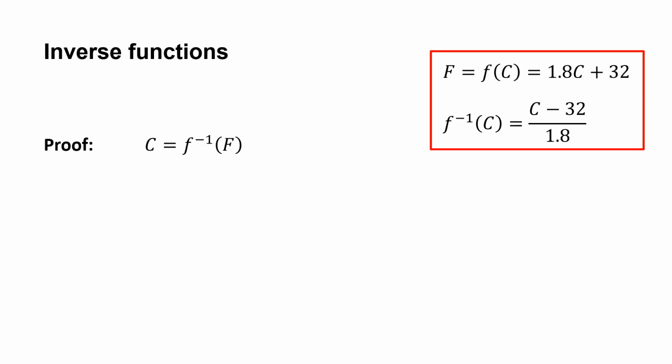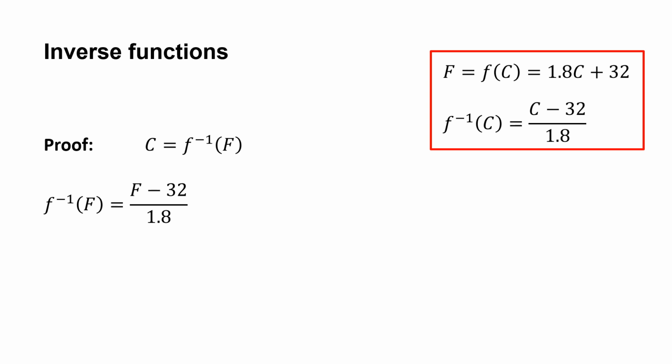So what I want to do now is prove what I said before: if we have an inverse function and we apply the initial output, remember the initial output of our function was a value in degrees Fahrenheit, so we apply a value in degrees Fahrenheit to this inverse function, it should return C, or a value in degrees Celsius. So we're going to prove that now.